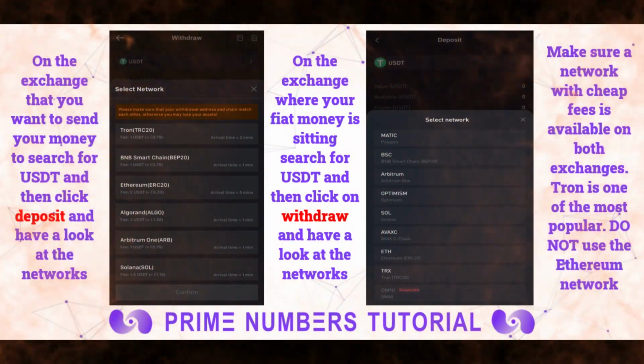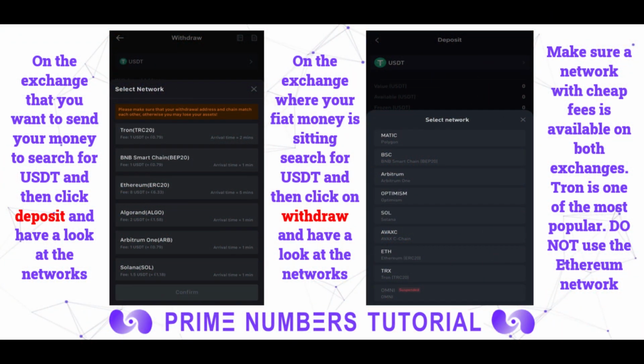Okay, so my first choice of coin for moving money around the crypto space is USDT. However, this is only a good option if you can use certain networks. As you'll see on the screen, each exchange has a different number of networks available. The exchange on the left allows you to use the Algorand network to transfer USDT, but the exchange on the right doesn't. Also, you'll see the fees for the exchange on the left, and using the Ethereum network can be very expensive as the fee is 8 USDT compared to 1 USDT for most of the other networks.